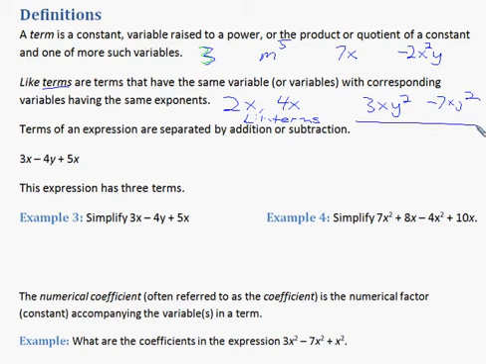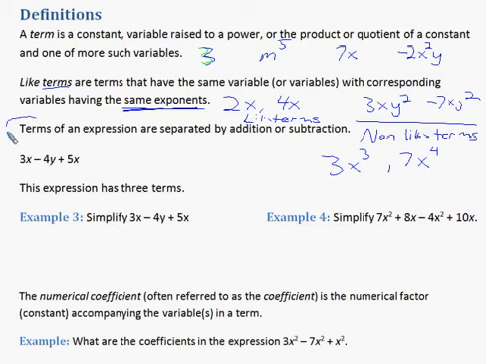Just to show you, here's some non-like terms. So these are not like, and sometimes they get confused as like. If we have 3x cubed and 7x to the fourth, these are not like terms. They both have the same variable x, but variables have to have the same exponent. So be careful to realize that like terms have the same variables and their variables have the same exponents.